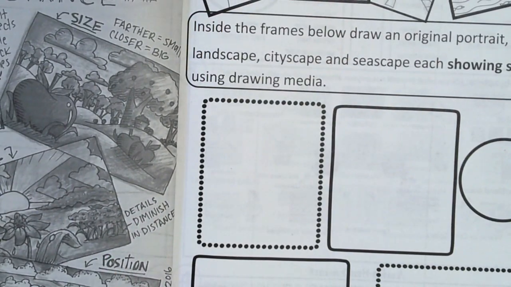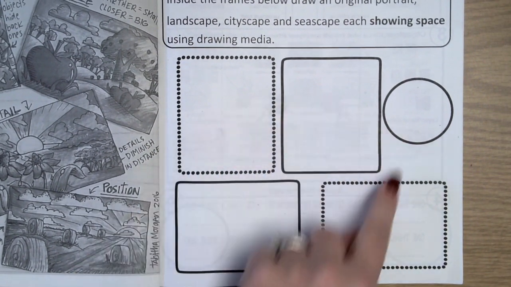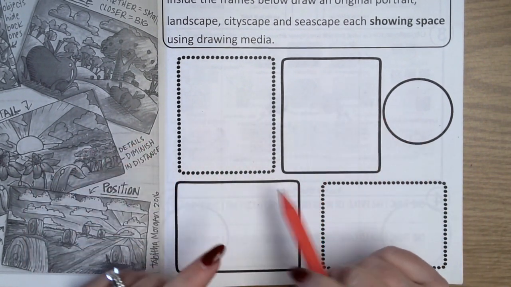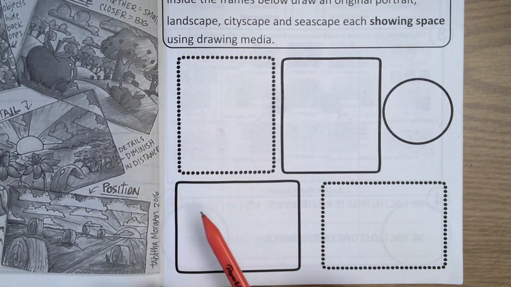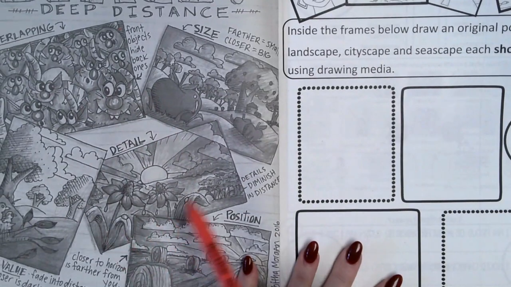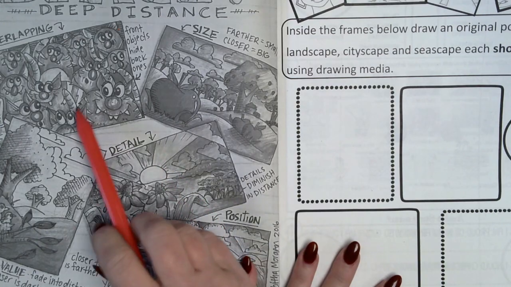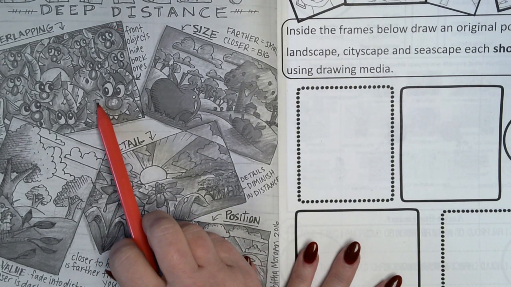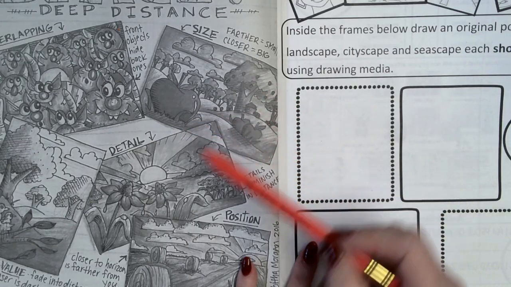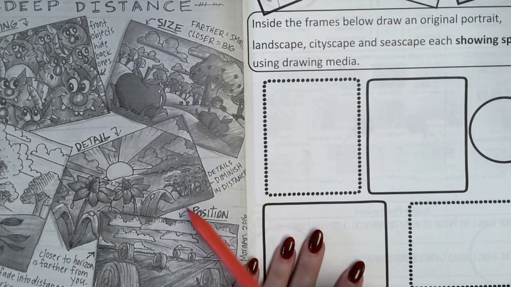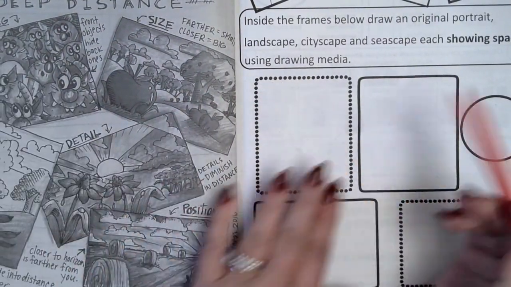So now what I want you to do is draw in these 4 boxes. I want you to draw 1 portrait, 1 landscape, 1 cityscape, and 1 seascape. And I want you to use some of these ways to show space in your artwork. So do some overlapping. That's one of the first and easiest. Do some change of size. Do some things up front, middle, and back. Change of detail. Try some of these. You don't have to use all of them, but use a couple of them in your artwork.